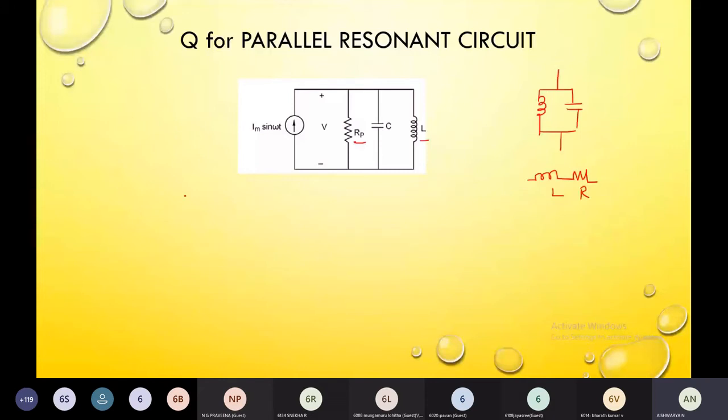First we are going to find the admittance for this parallel resonance circuit. What is admittance? Can anyone say, with respect to R, what is admittance? I will represent the total admittance of the circuit. It is given by Yt equal to... for R, what is the admittance?